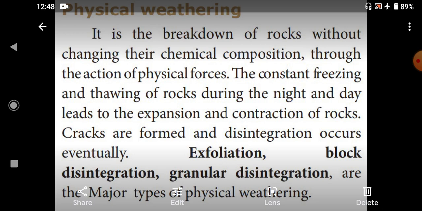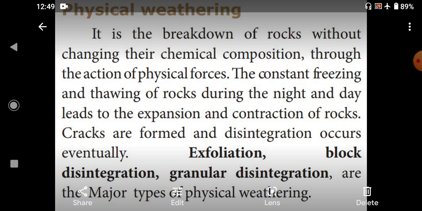Okay, the rocks get cracks. The cracks are formed and some of the disintegration also will happen in the rock area. Disintegration means breaking apart. Also, physical weathering has three major types. They are exfoliation, block disintegration, and granular disintegration.